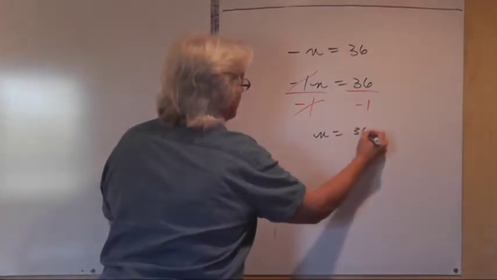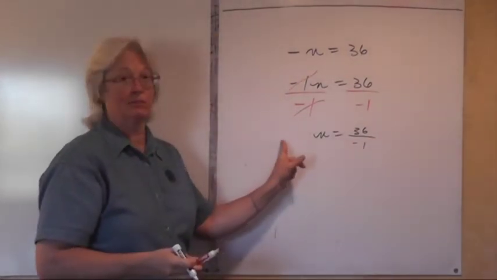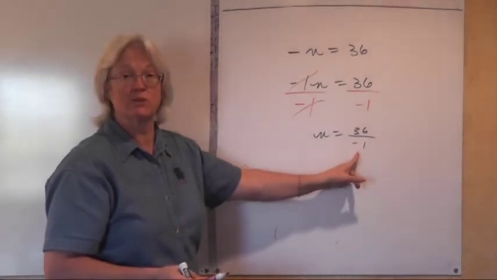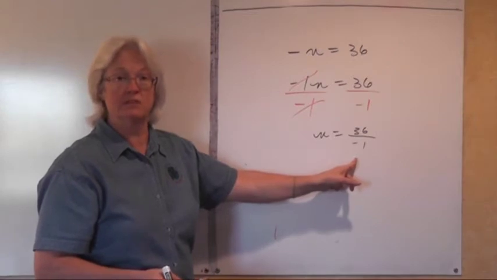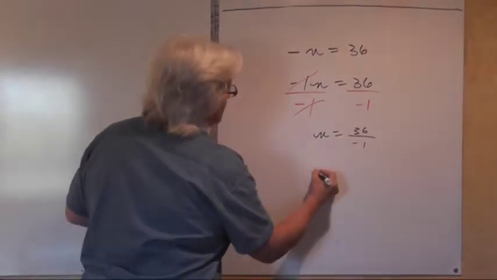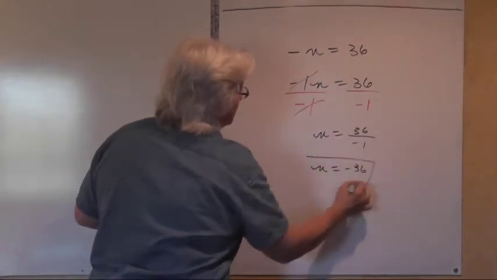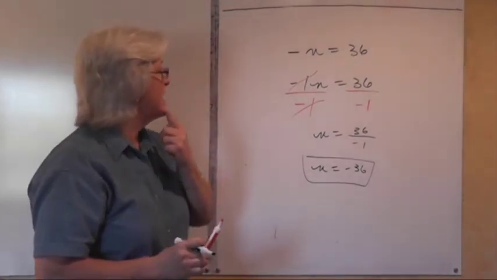N is equal to 36 divided by a negative 1. Once again, you don't have to write this step unless it helps you to see what's going on. We have the quotient we're dealing with, because it's a division problem, of a positive and a negative. So that answer is a negative. N is a negative 36.